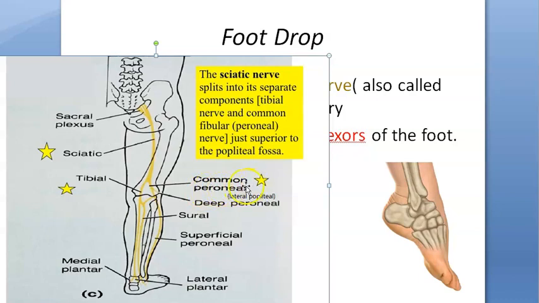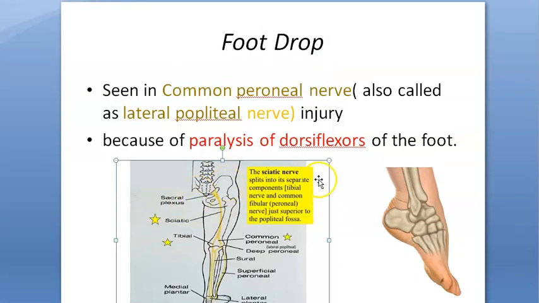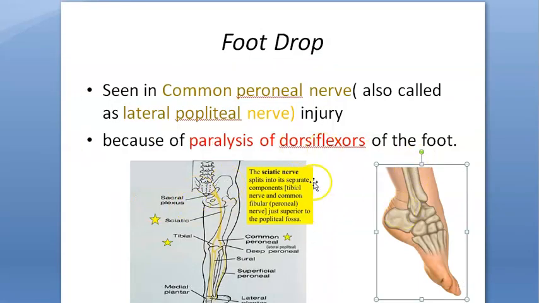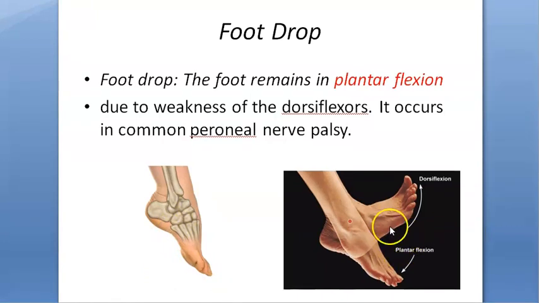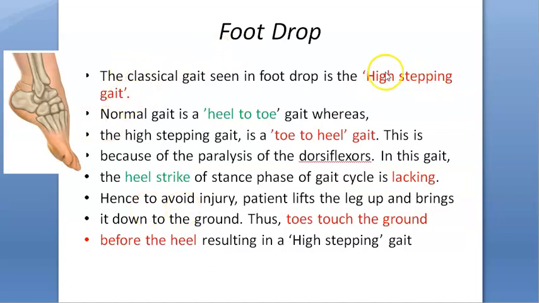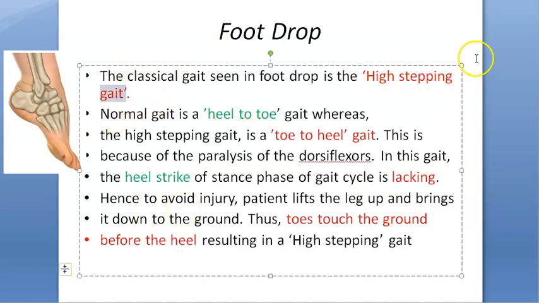Here is the common peroneal nerve coming from the sciatic, right? The sciatic nerve has two components, common peroneal and tibial. So the common peroneal is affected. The foot will be in plantar flexion. You cannot lift your toes basically, right? So the person will have a high stepping gait. Very important, high stepping gait.